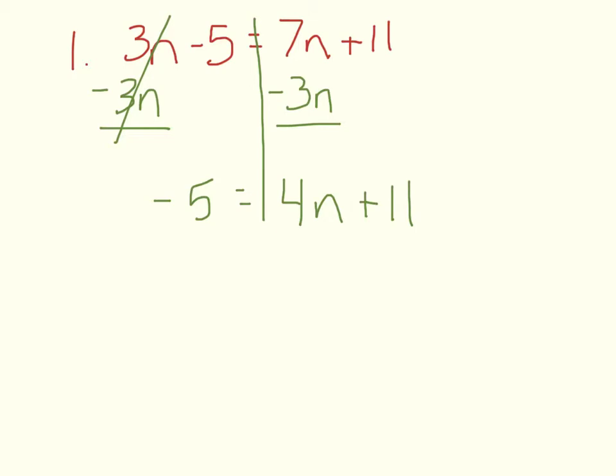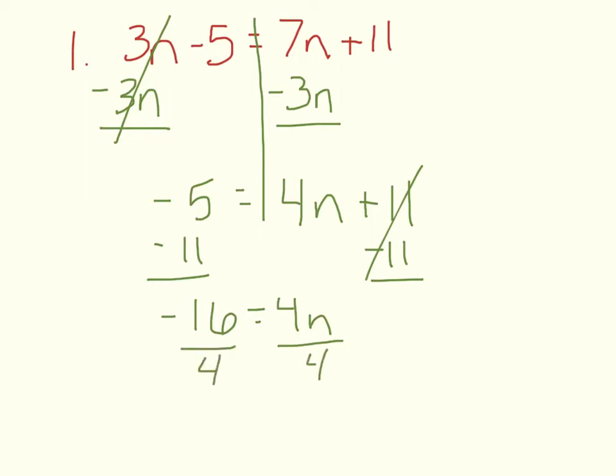Now that I put my variables to the right side, I need to move my numbers to the left side. So this 11 over here is positive, so we need to subtract it from this -5. And -5 minus 11 is -16. So we get that equal to 4n. The 4 and the n are multiplying, so we need to divide by 4. Okay, so those go away and you get n equals -4. Okay, so that's your first variable on both sides problem. Let's try another one.